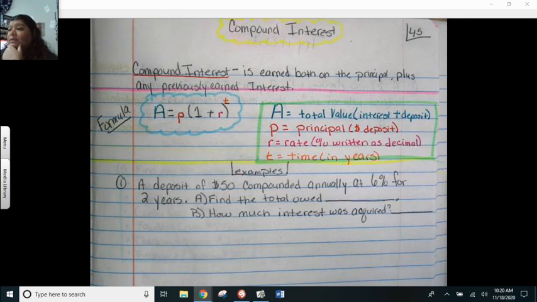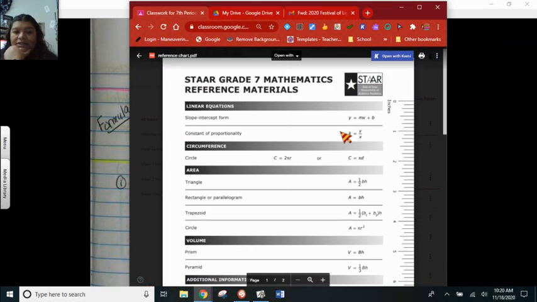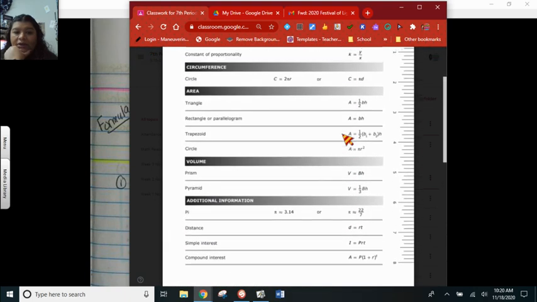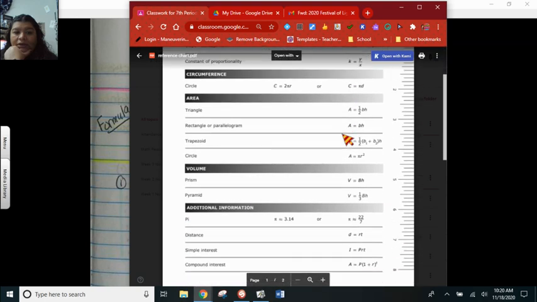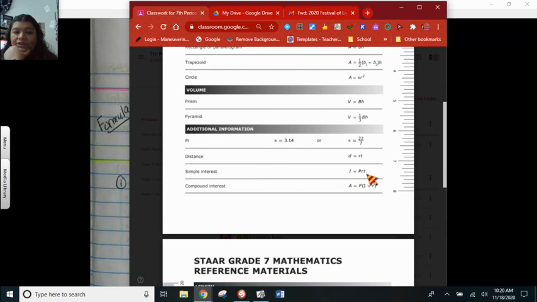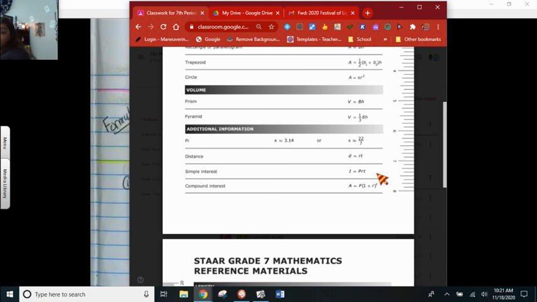Let me go ahead and show you right now. I just pulled it up. Here it is. There it is, okay? So here is our STAAR chart, okay? And if you see at the linear, right here in additional information, there's your simple interest, I equals PRT, and then there's your compounded interest right underneath that, okay? I don't know why I made my P a lowercase. It should be uppercase. Sorry about that.